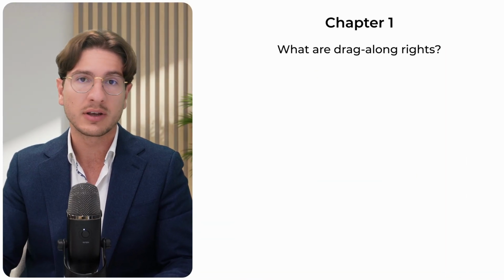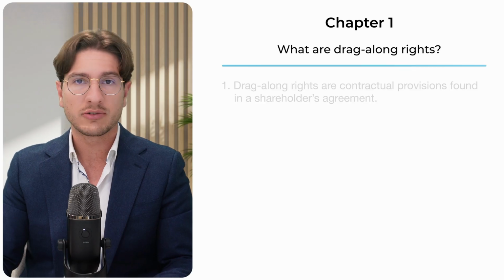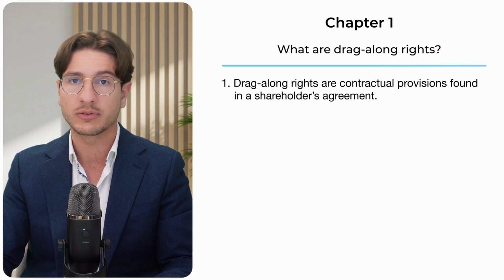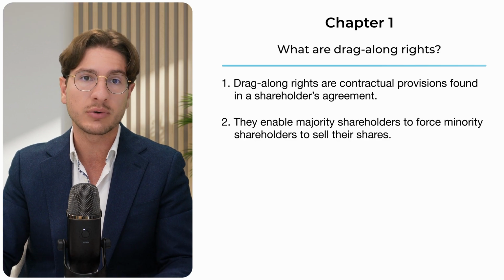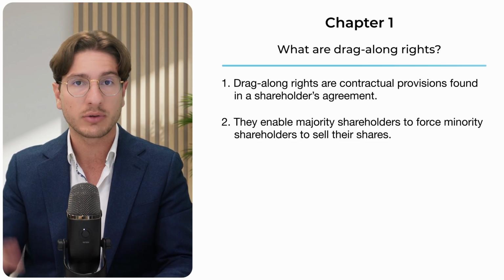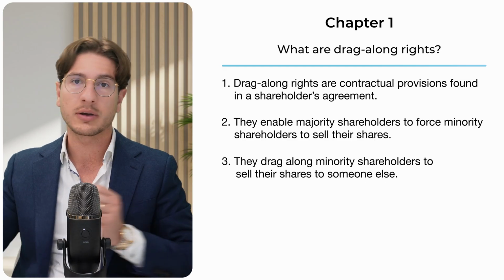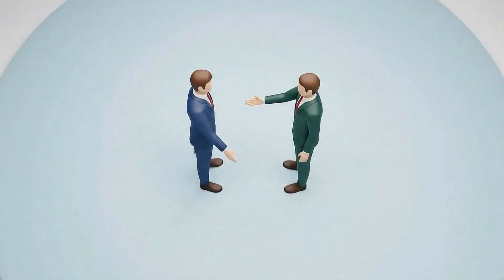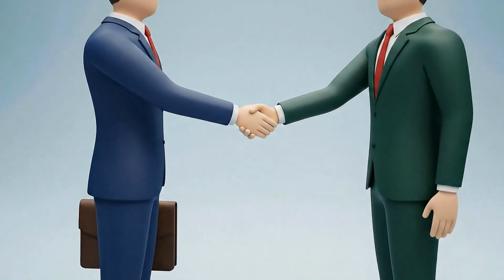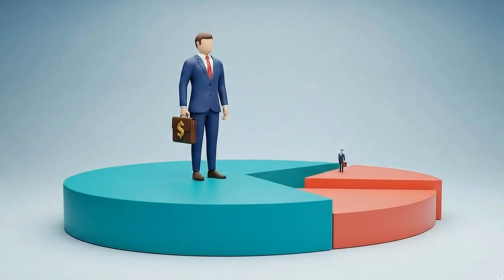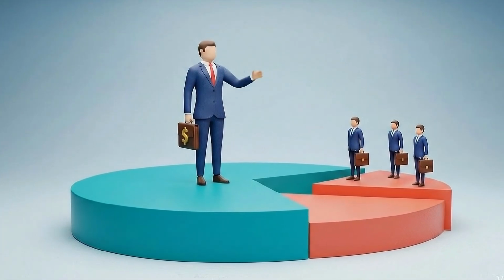So, chapter 1 is what are drag-along rights? Drag-along rights are contractual provisions often found in a shareholders agreement or in the company's articles of association that enable majority shareholders to force minority shareholders to also sell their shares to a third-party buyer. So they drag along minority shareholders to sell their shares to someone else. Essentially, when a majority shareholder receives an offer to sell their shares, they can exercise drag-along rights to require that the minority shareholders also sell their shares to that third-party buyer.